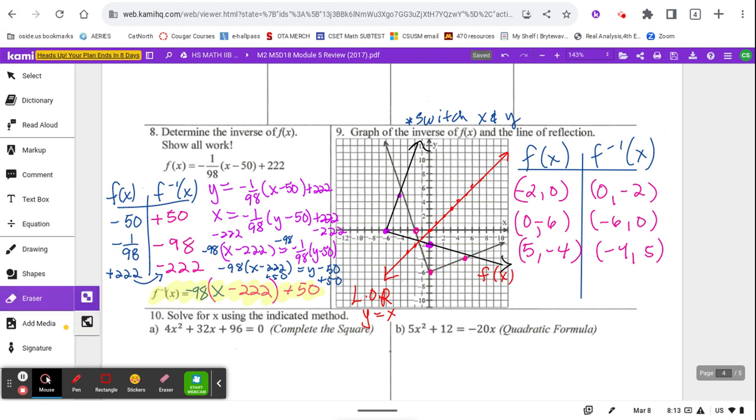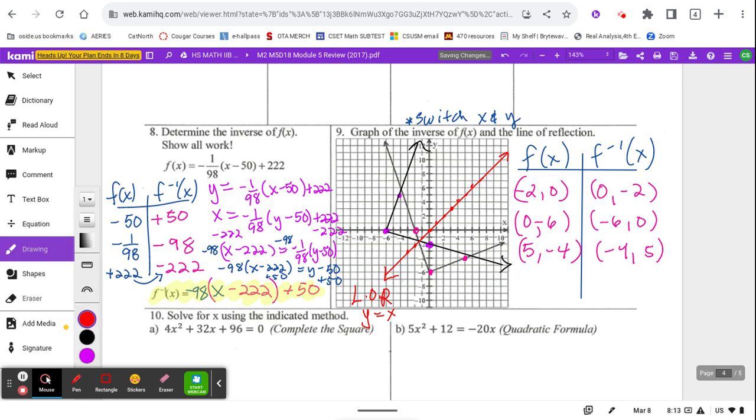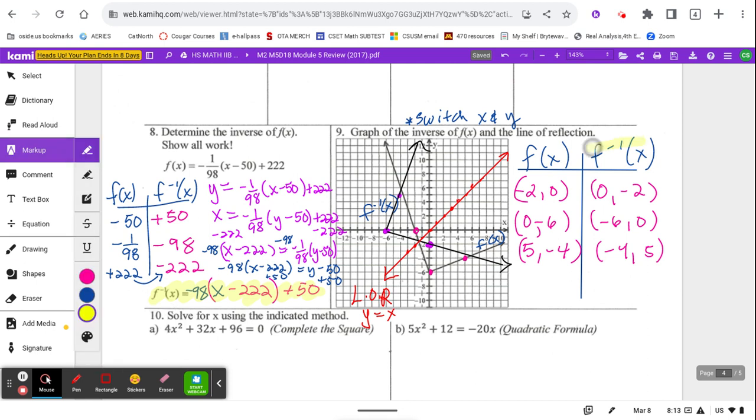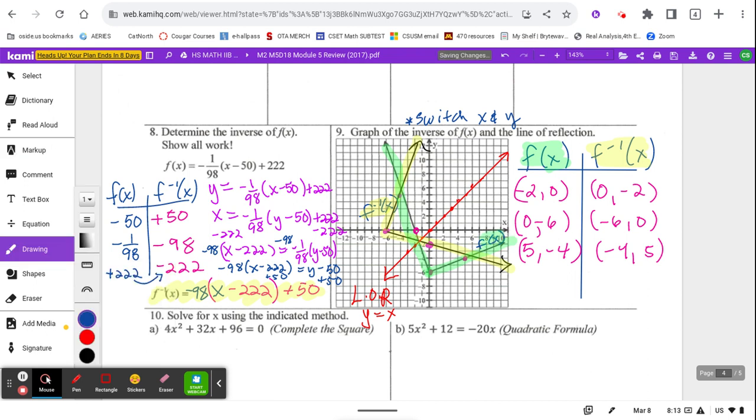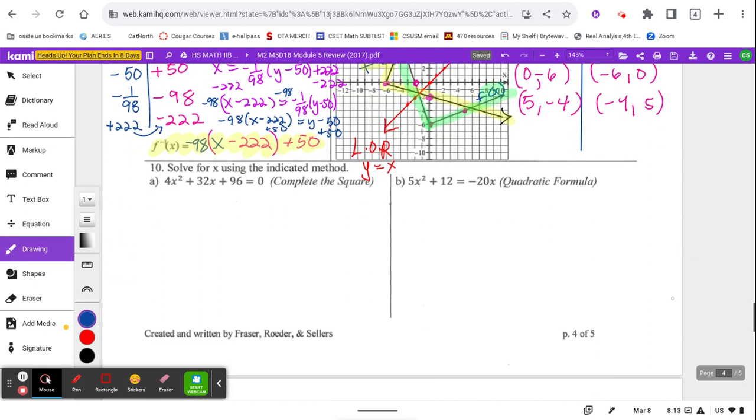Here's my original function f of x, and here's my new function. Oh, just kidding. It looks kind of like it could go to both. So let me make sure to make this clear. Here's my original function, f of x. And then here's my new function, f of negative 1 of x. So this guy is this. And this guy, the original, is that. Okay? Are you going to remember to pick 3 points and flip 3 points?